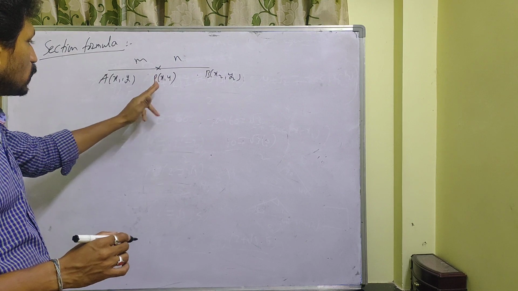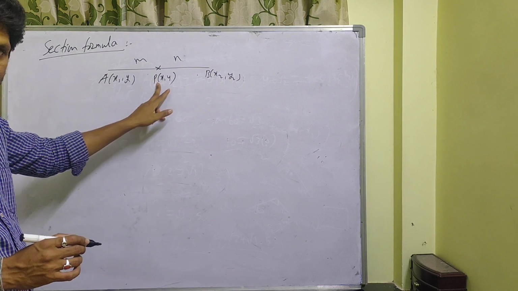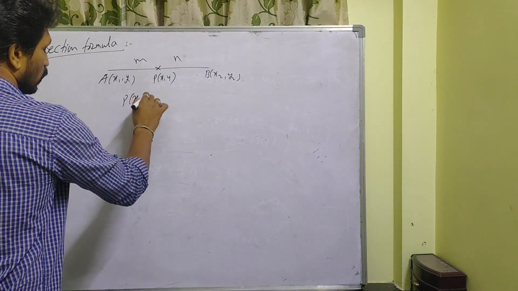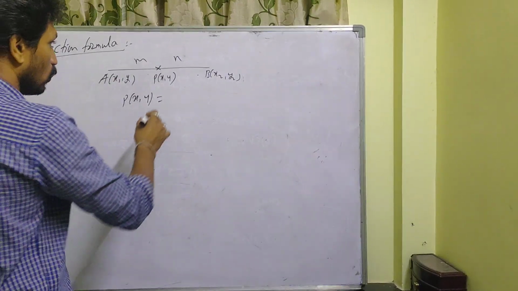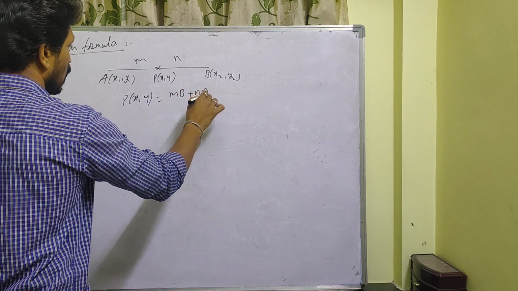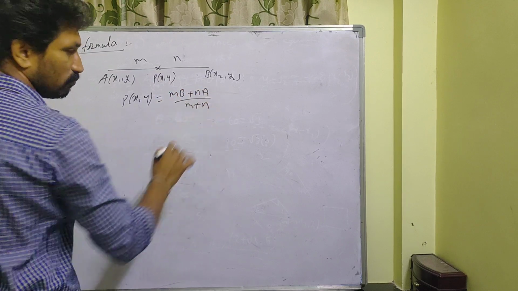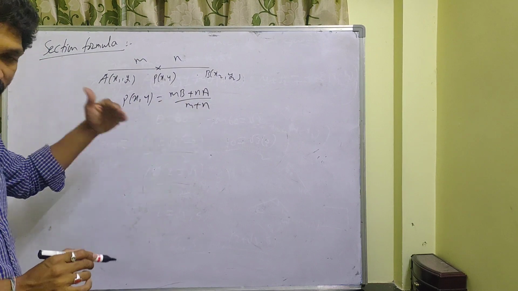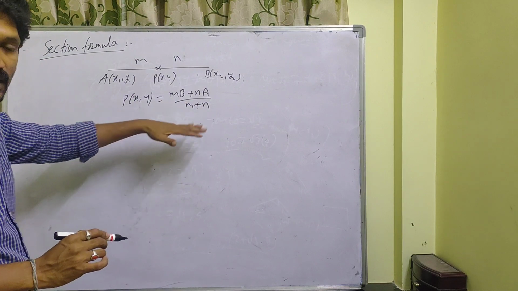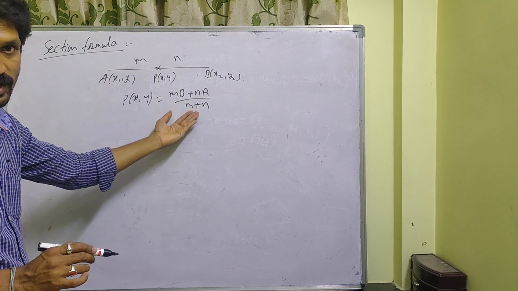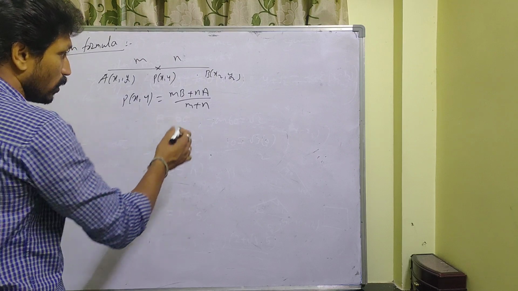If you want to find this division point P x comma y, it is nothing but P x comma y is equal to, so what is the formula? mB plus nA by m plus n. Okay, you may get some confusion. What is mB plus nA by m plus n? I write it briefly, and after that I use it like this only, because this is the short way to write this one. So in 10th class, how did you write this one?